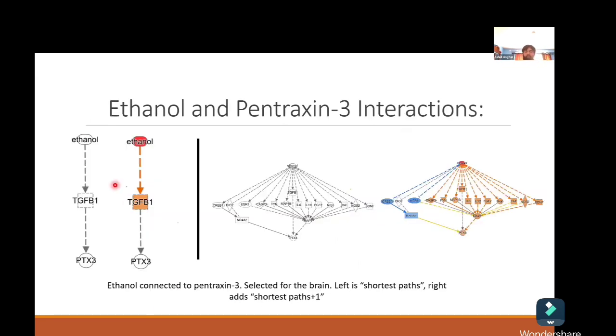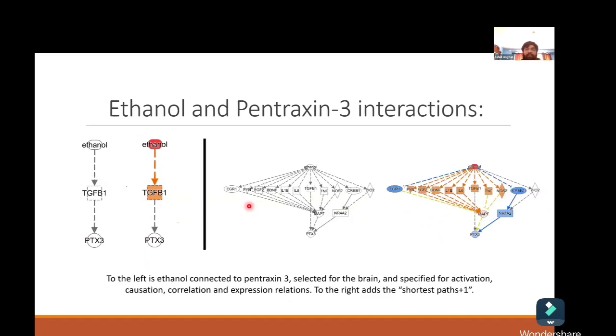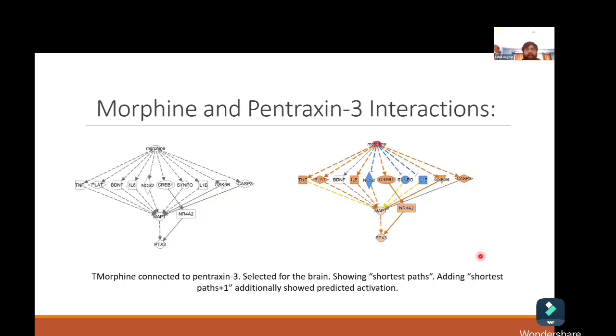All right. And some of the neuronal structures that I looked at was the brain, for example. So in the brain, when I analyzed for ethanol, I found that in shortest paths, there was no predicted activity of pentraxin 3. However, when I added the shortest paths plus 1, there was predicted activation in pentraxin 3. For the specific relationship types, in shortest paths, I found no predicted activity. However, when I added shortest paths plus 1, there was predicted inhibition in pentraxin 3. And for morphine, there was no predicted activity in shortest paths plus 1. However, shortest paths did show predicted activation in pentraxin 3.